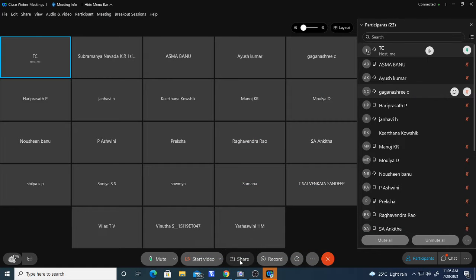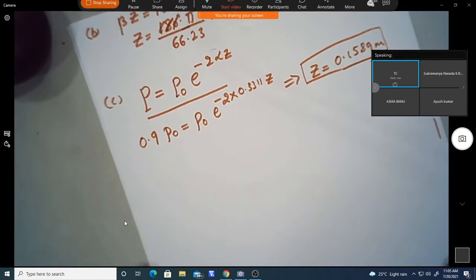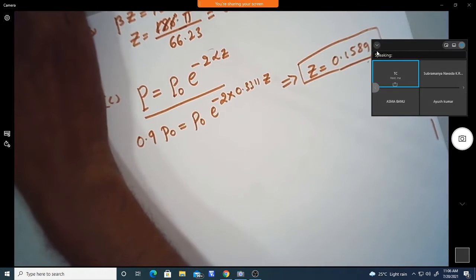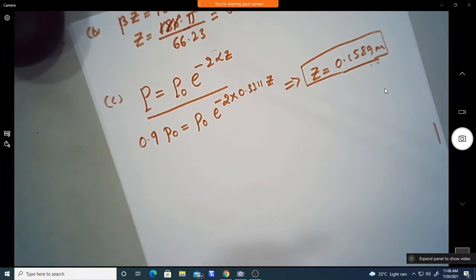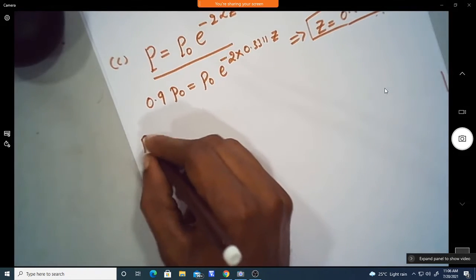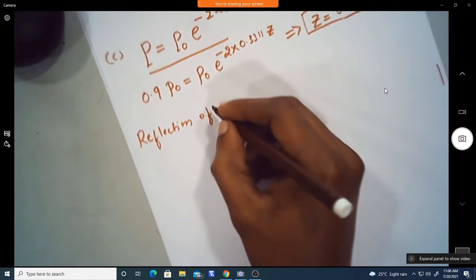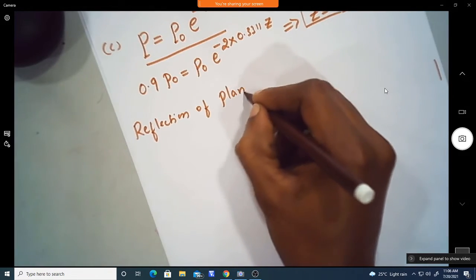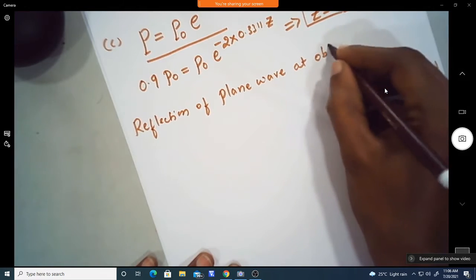See the reflection of plane wave at oblique incidence, that means at any angle. So that we are going to see what are all the equations and what is the equation for different parameters. Okay, that is reflection of plane wave at oblique incidence.